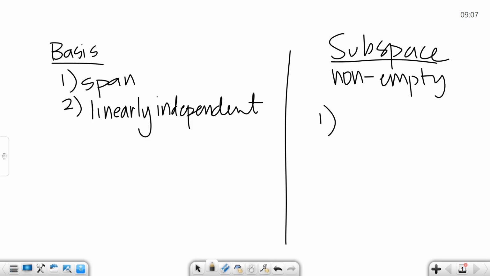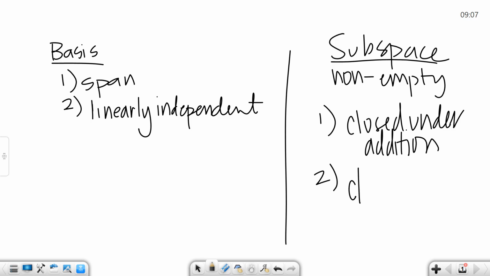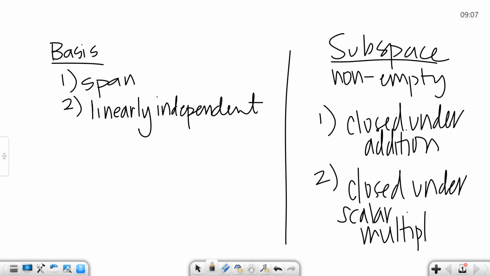But the other characteristics are that, one, it has to be closed under addition, and closed under scalar multiplication. Now, why are you talking about these at the same time? Because for some reason when we study, we say, oh, this one has two criteria and this one has two criteria. And then sometimes when you're putting those criteria on your paper, you put the closure properties under basis, and you put the spanning and independent under subspace, just because you get them mixed up.